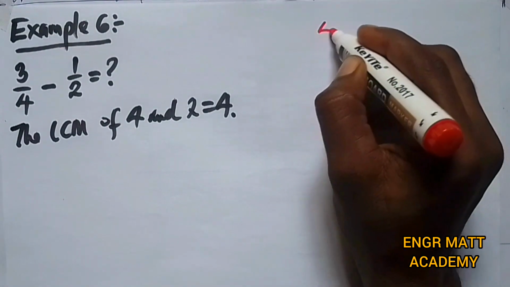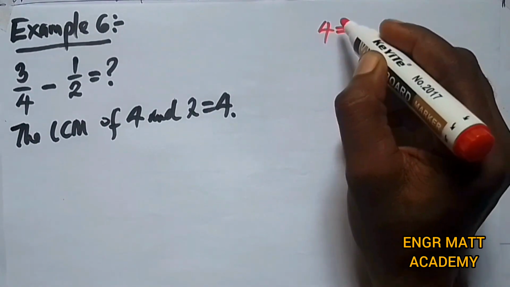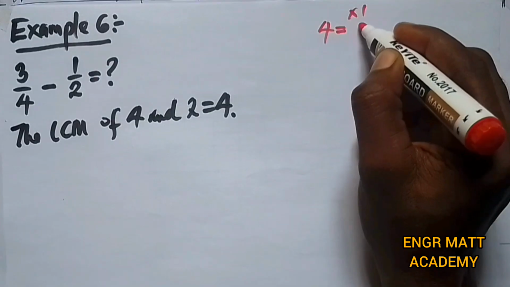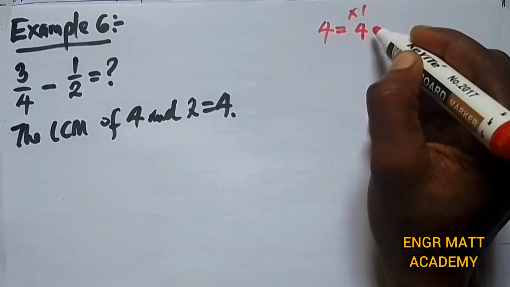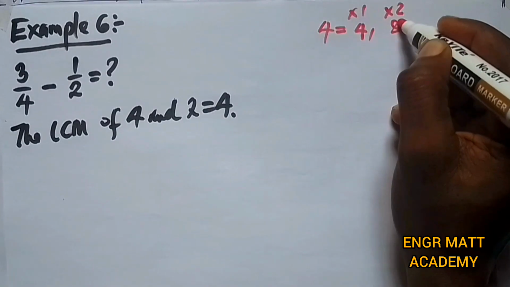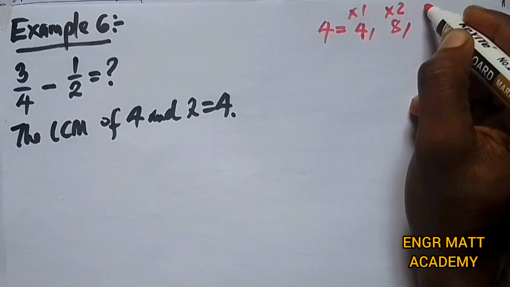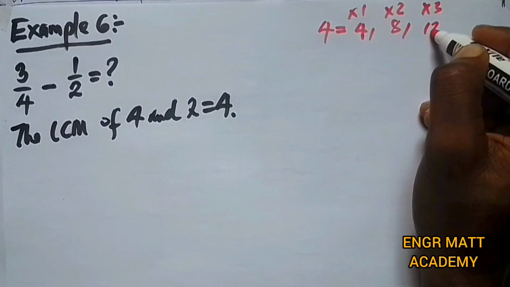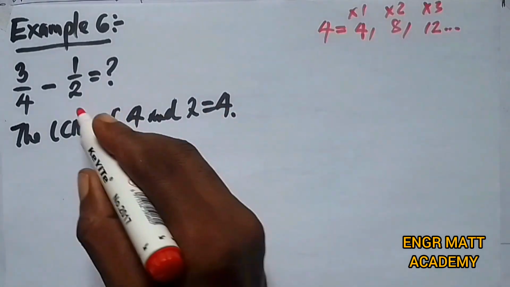The multiples of 4: 4 times 1 will give us 4. 4 times 2 will give us 8. 4 times 3 will give us 12. Let's stop there. Let's go to 2.